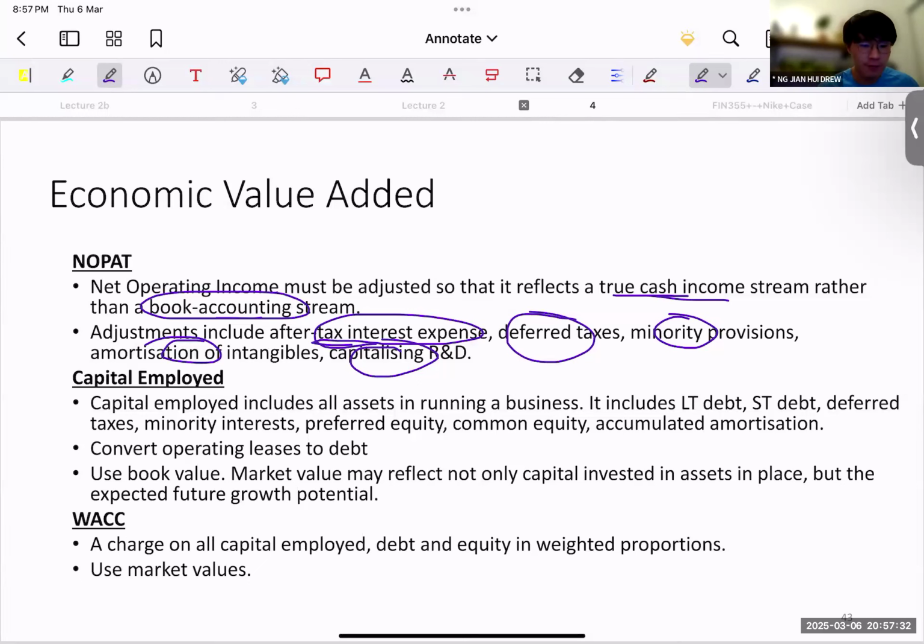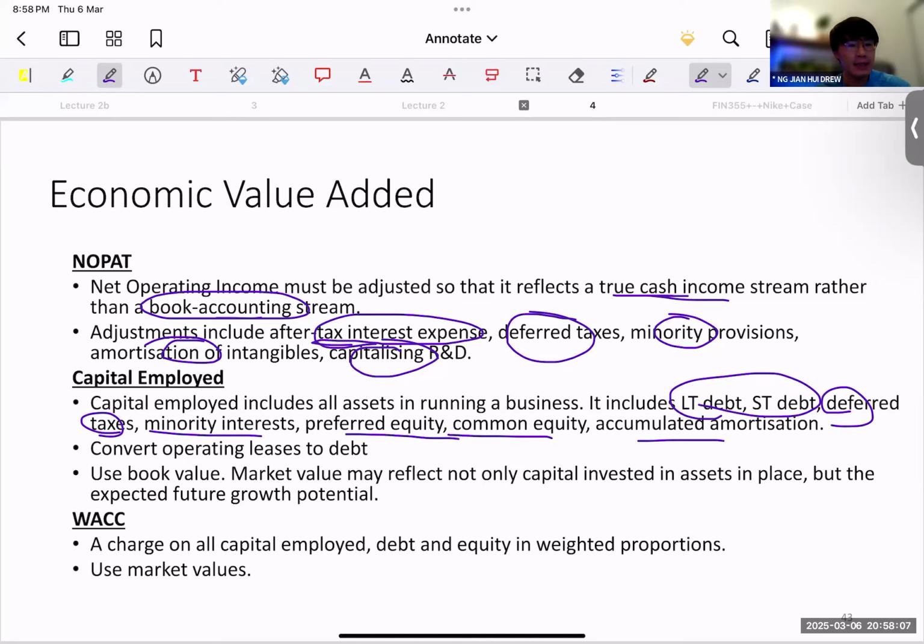Employed on the front is everything that is required to run the business, right? All the capital required to run a business. This includes your debts, definitely all your debts, deferred taxes, minority interest, preferred equity, common equity, accumulated amortization. So all your debt and equity related, including your deferred taxes as well. Okay, this is your capital employed. So any capital that's being used to run the business.